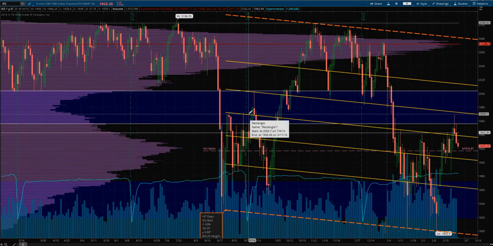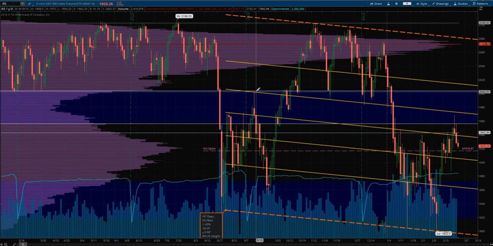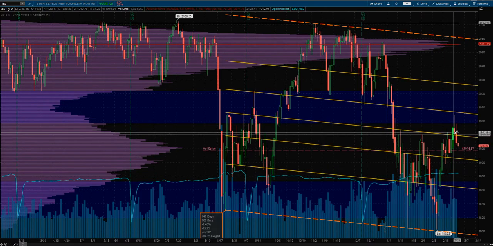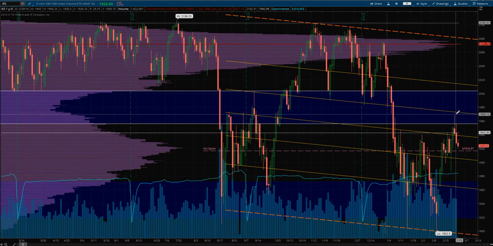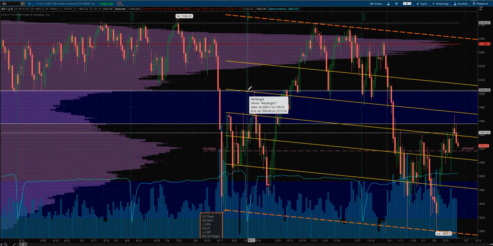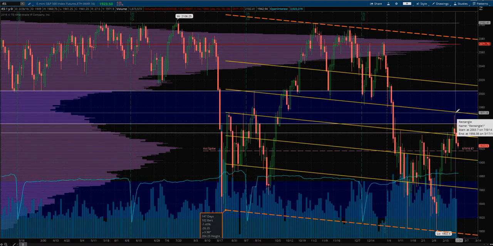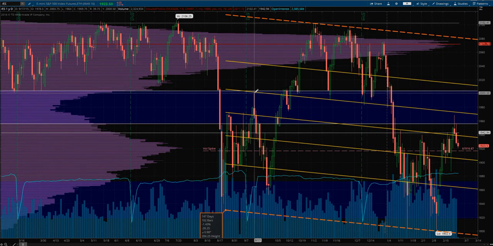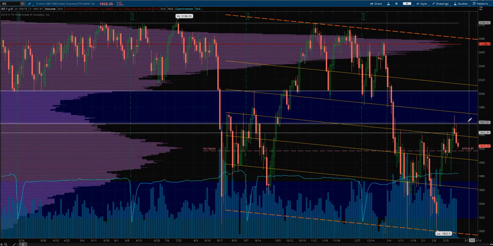over the 50 and tested up into the 38.2 and then failed. And then today we see price broke again over the 50, tested into the 38.2 and failed. So even though price was not symmetrical, the channel Fibonacci's were symmetrical, testing into the 38.2 here and the 38.2 here.